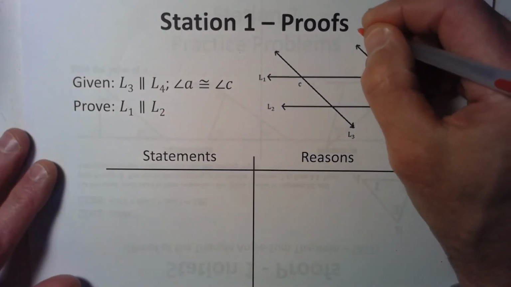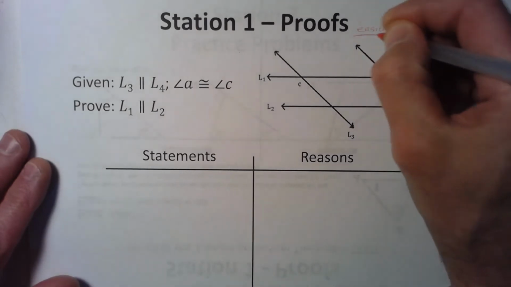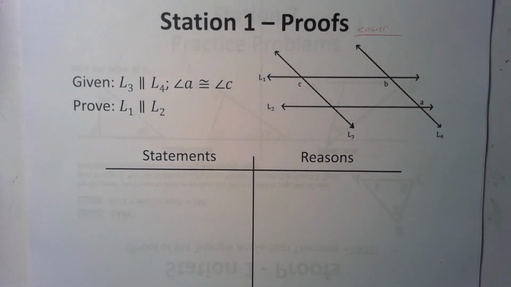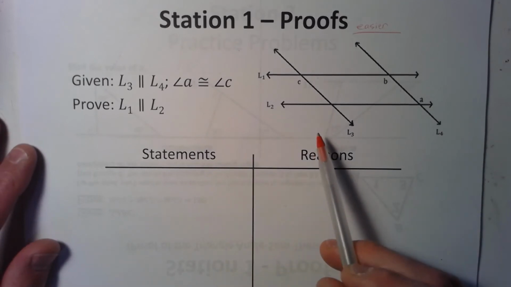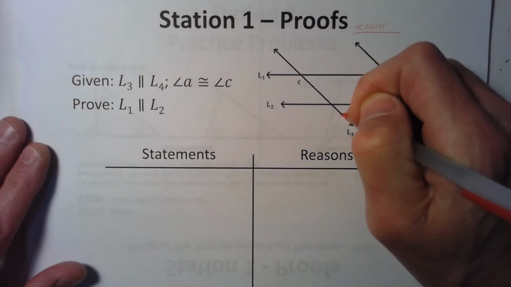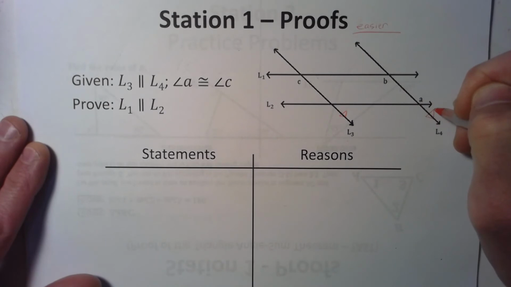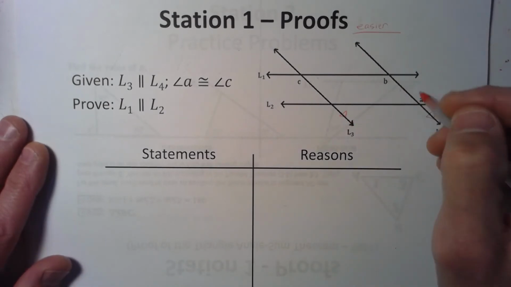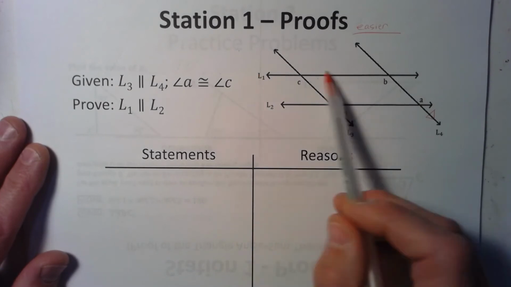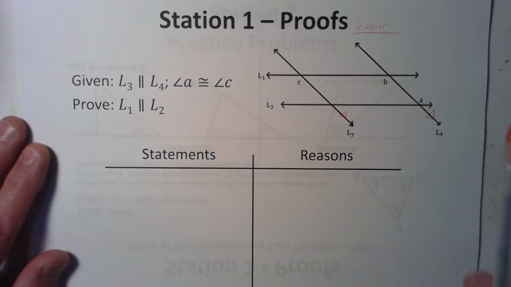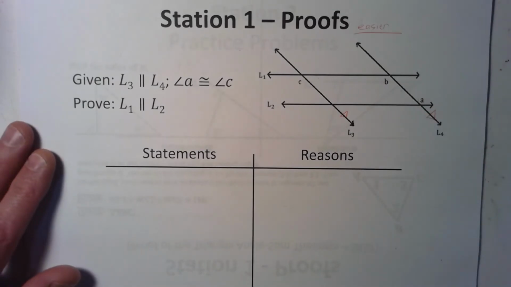Now this one is going to be easier, okay? It should be easier, and what you need to do is, using the fact that L3 is parallel to L4, and also that A is congruent to C, you need to prove that line 1 and line 2 are parallel. I was jumping ahead of my thinking.